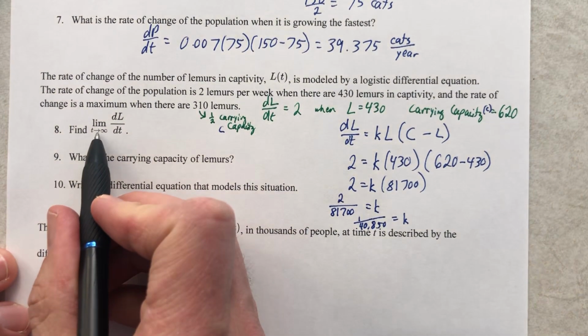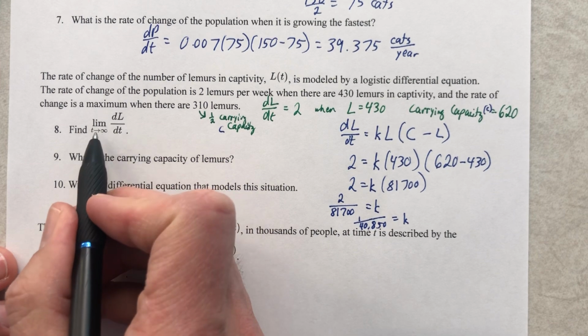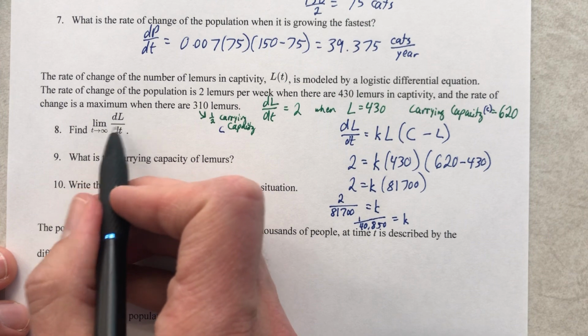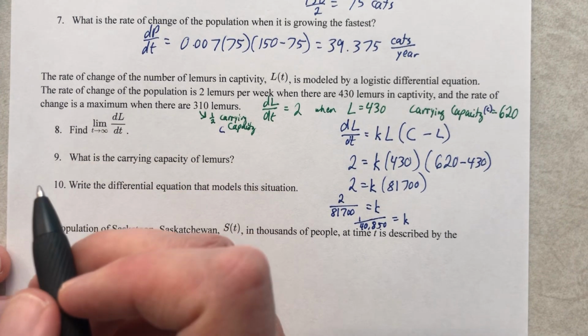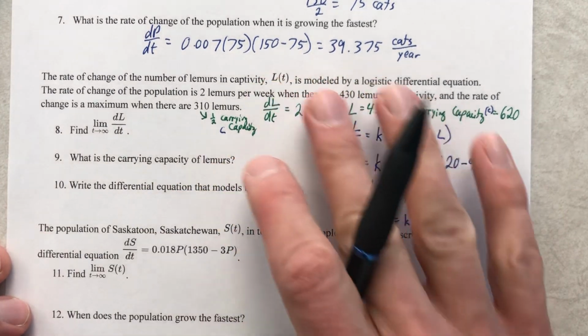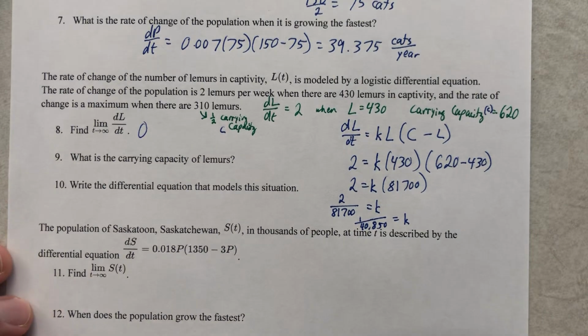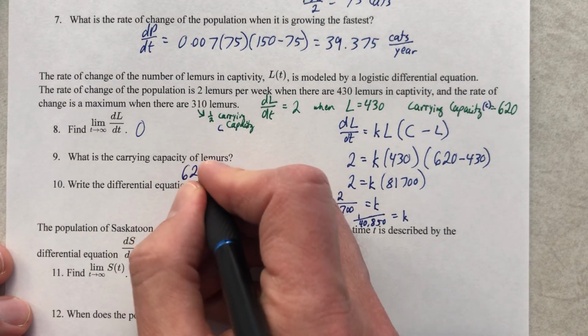Find the limit as t approaches infinity of dL/dt. Whoa, what? Okay, as time continues, at what rate did the number of lemurs change? 0. We are leveling off. So we didn't have to do any of this work for number 8. So 0. What is the carrying capacity of lemurs? We already found it, 620.